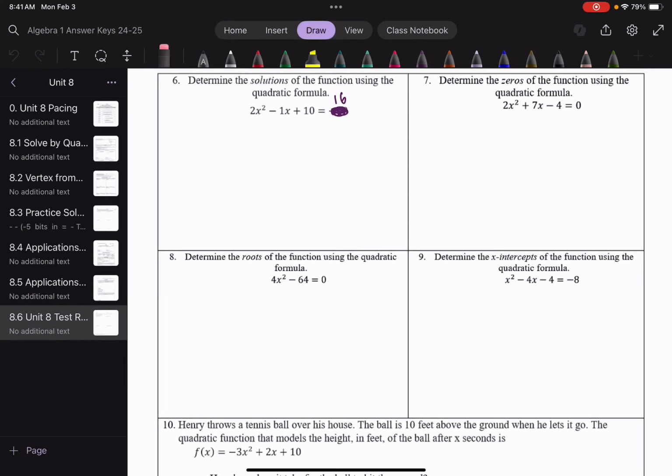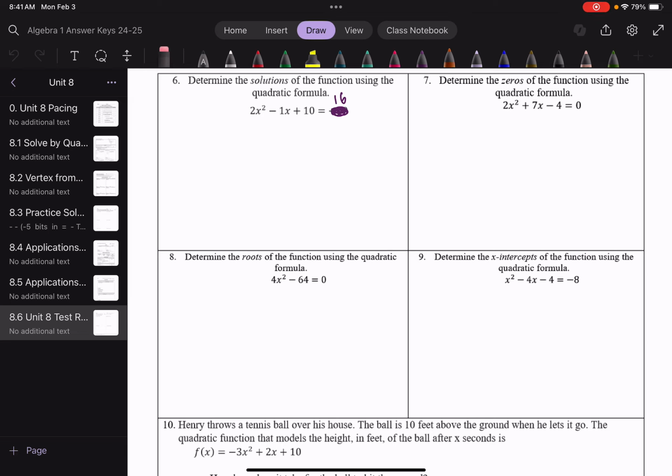Guys, we're going to continue to look at the Unit 8 test review. So we're on the second page looking at problem 6, and it did have a little bit of a typo here, so we're going to change that equation to be equal to 16. So we've got 2x squared minus 1x plus 10 equals 16. And it asks us to find the solutions using the quadratic formula.